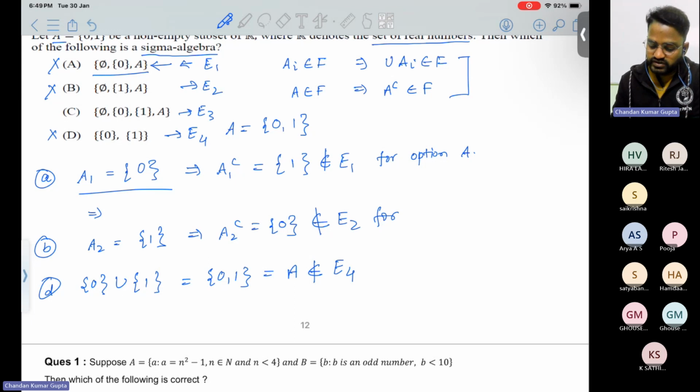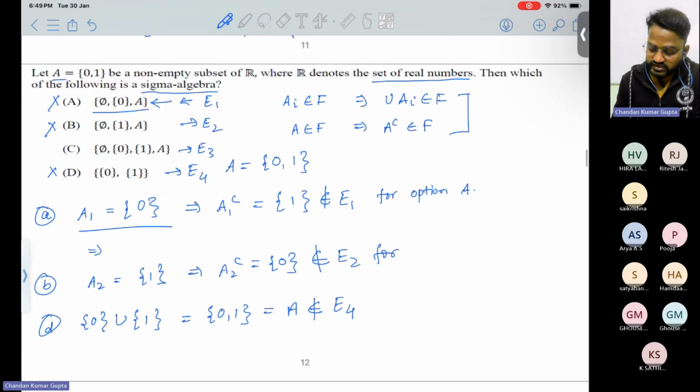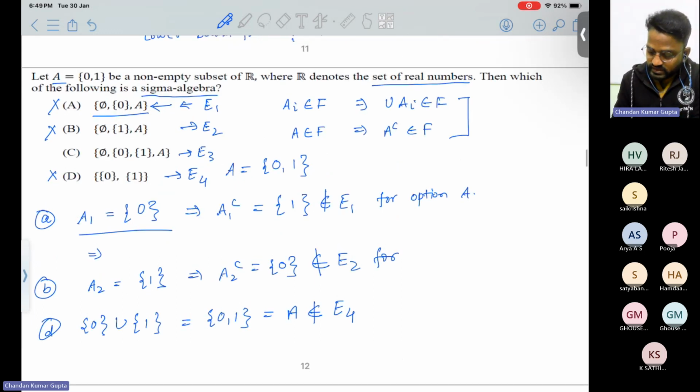So option C is the right one. Here we can check that if we consider 5, then the complement of 5 is A, which is there. If we are considering 0, 1 is there. If we are considering 1, 0 is there. And if we are considering A, then its complement 5 is there. So this property holds.